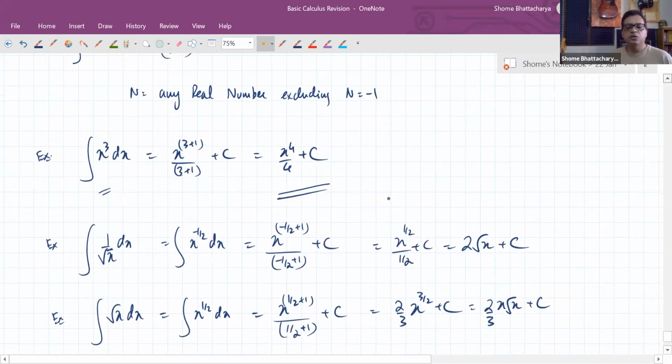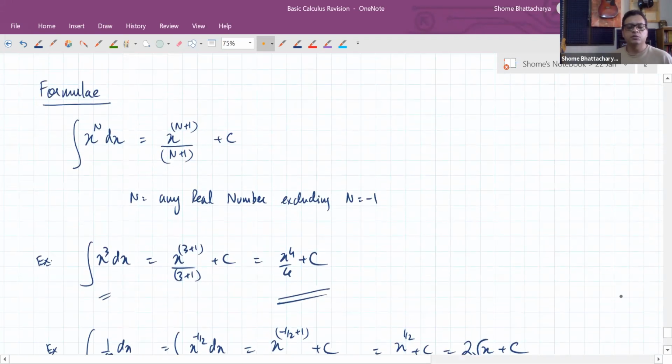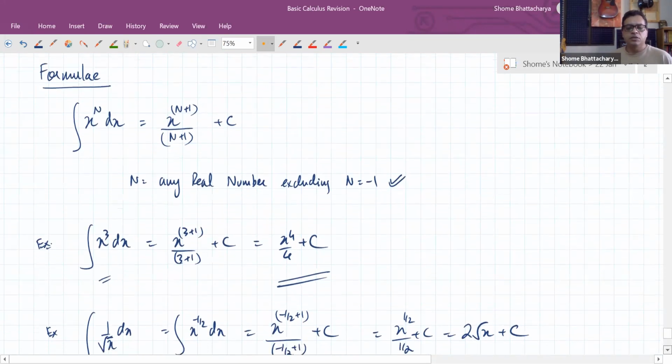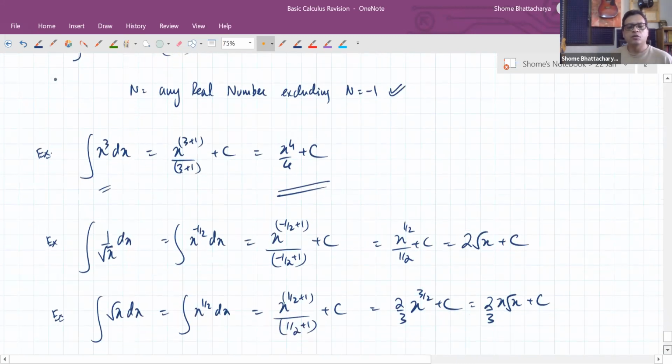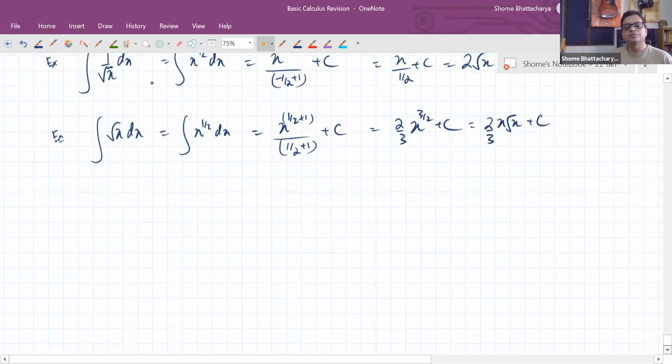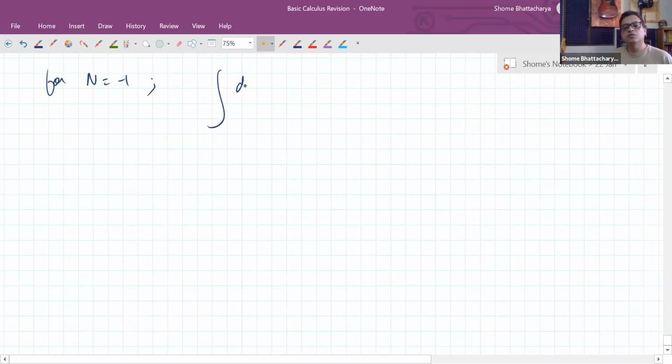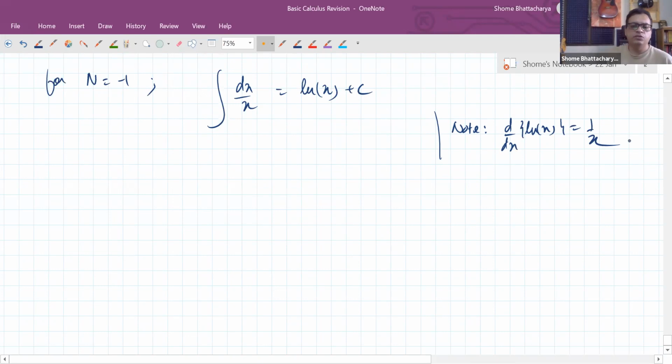But remember, n should not be minus 1. For any other value of n, we can use this formula. It should not be minus 1. So let's understand what happens when it's minus 1. For n equal to minus 1, the antiderivative of the function 1 by x is given by the simple formula ln x plus c, because we know that the differentiation of natural log of x is 1 by x. So naturally, the antiderivative of 1 by x becomes natural log of x plus c. Okay, so that is the exception rule that you should remember.